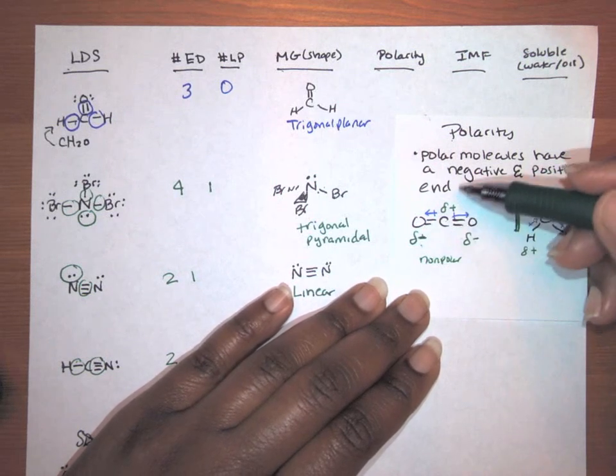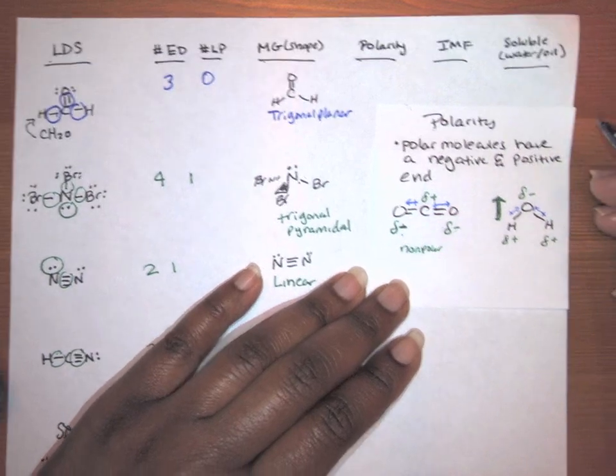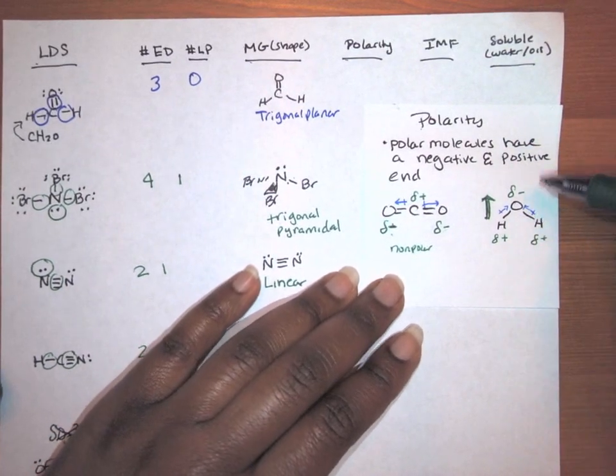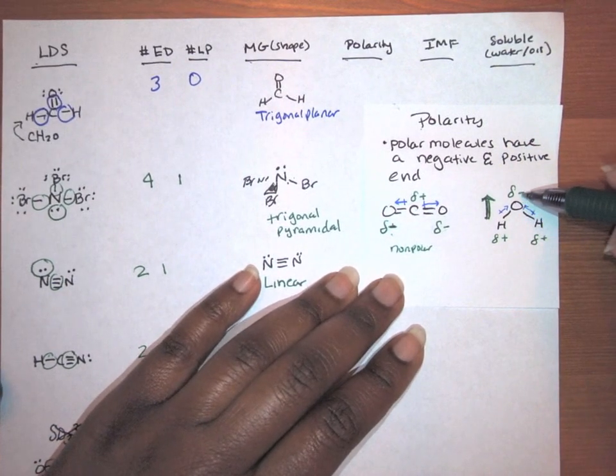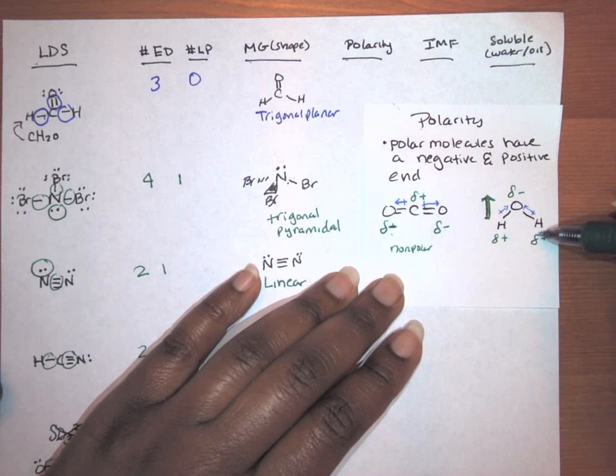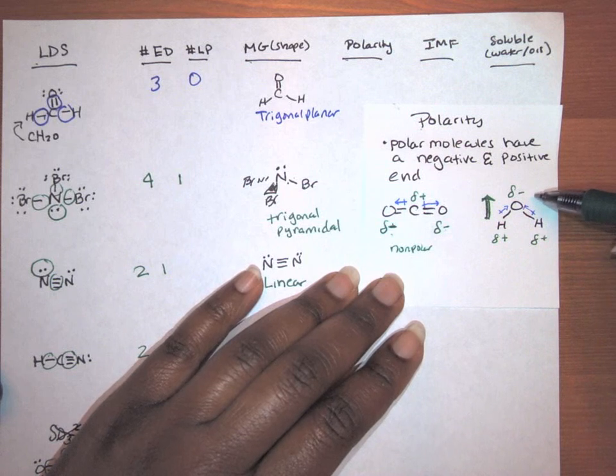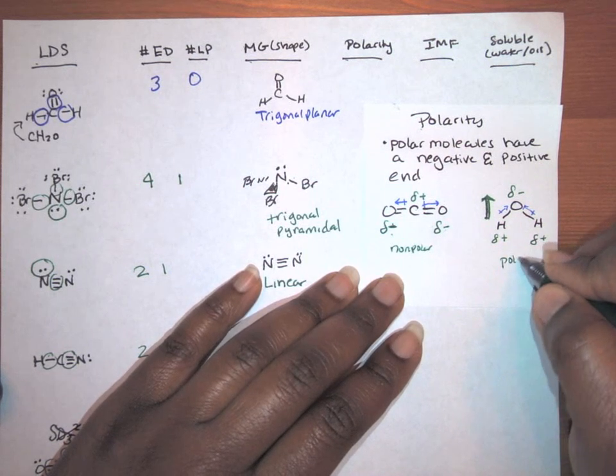They're arranged symmetrically. On the other hand, if you look at water, oxygen is the most electronegative, so it's going to have the partial negative, and the hydrogens are least electronegative, so they have partial positive. So this has a positive end where the hydrogens are and a negative end where the oxygen is. So this molecule is polar.